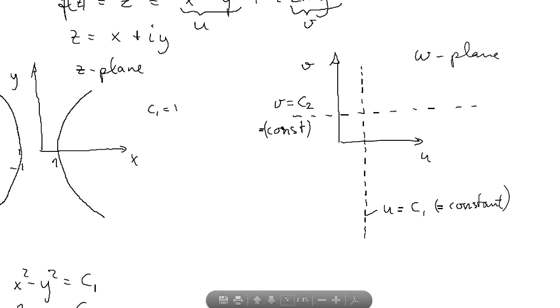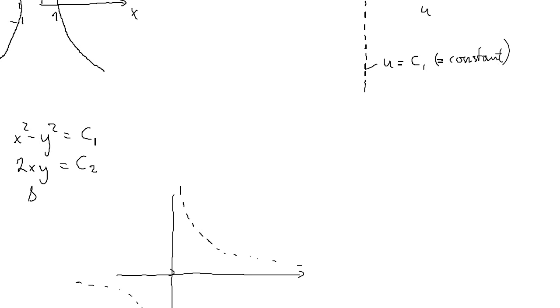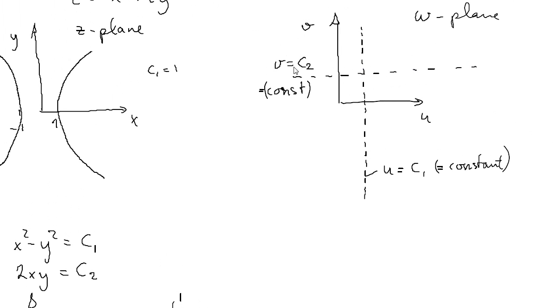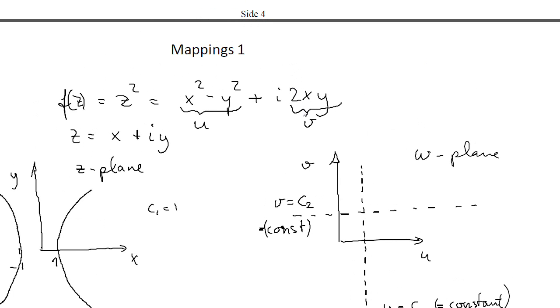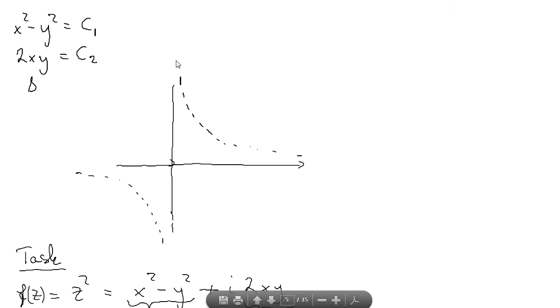So let's see what's happening if we are considering the straight horizontal lines here. These lines are described by the imaginary part equal to some constant. So this v should be equal to some constant. And these types of lines in the complex plane also correspond to some hyperbola. Let's see what type they are. It's just these curves.